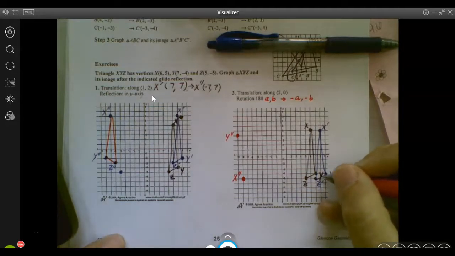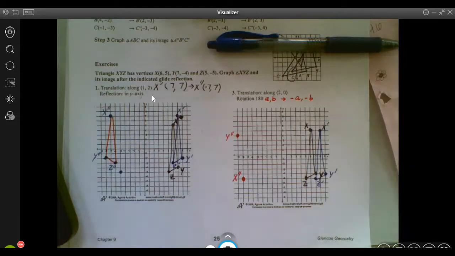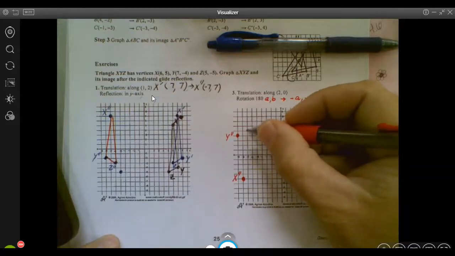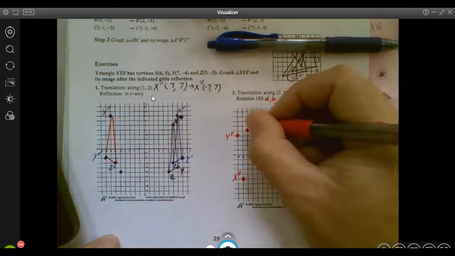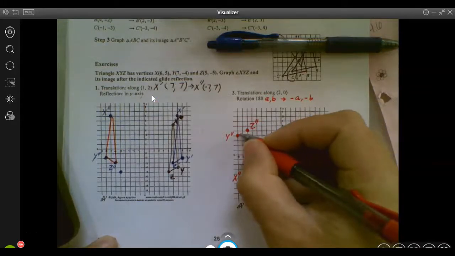So Z prime currently is at 7, negative 5. Let's apply the sign change. It's going to become negative 7, positive 5. And it's going to end up right there. Give it the double prime.